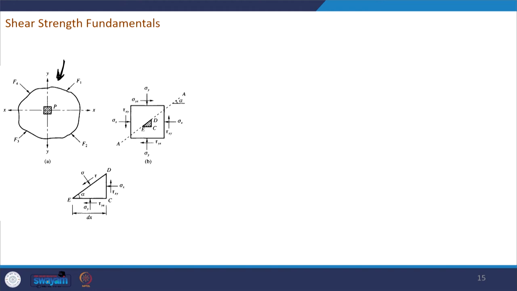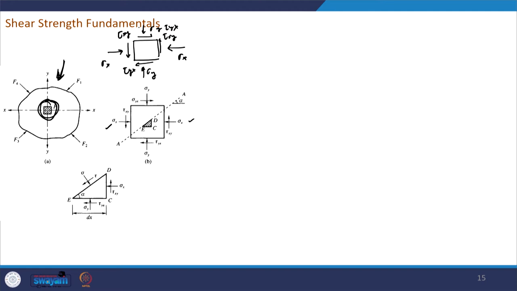Let us say that we have an element here. So, this element is P, which is taken from some location in this body, in which the stresses acting parallel to x and y directions are known. Let us say in this particular element, we know the stresses acting in the x and y directions. Okay? So, I am just redrawing this here. So, let us say we know the value of sigma x and the value of sigma y. We also know the value of shear stresses here, tau x y. So, this is tau y x, this is again tau y x and this is tau x y.